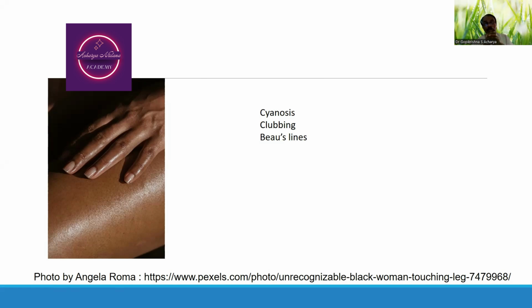And when you are seeing Beau's lines, which are considered as transverse depressions seen in the nails, that indicates that he is suffering from some kind of nutritional deficiency disorder. In this way, the general examination helps us in narrowing the probable diagnosis of the disease as such.